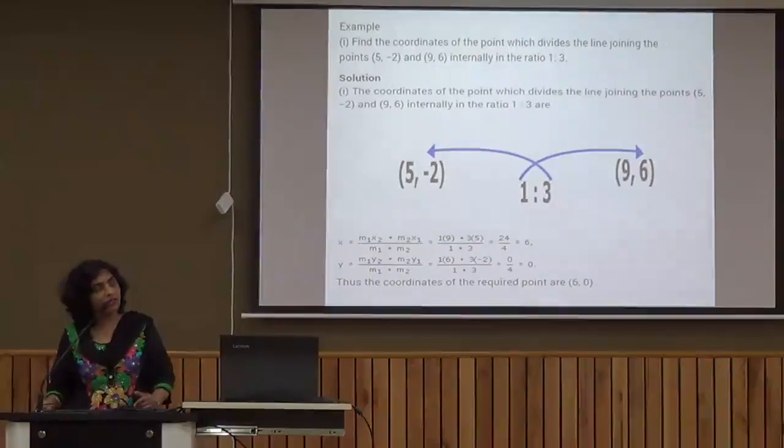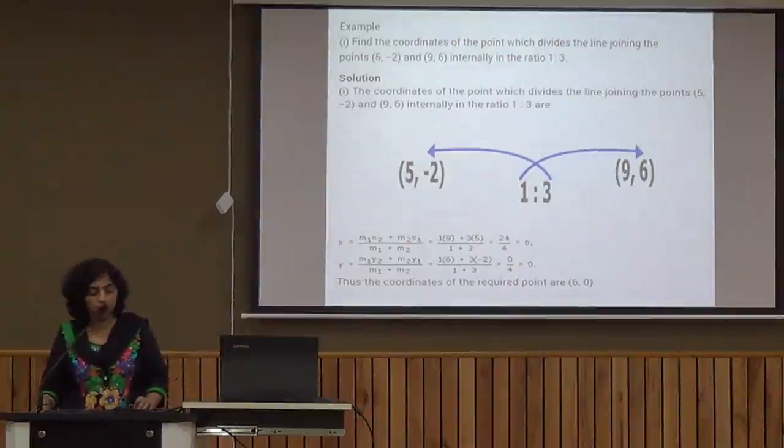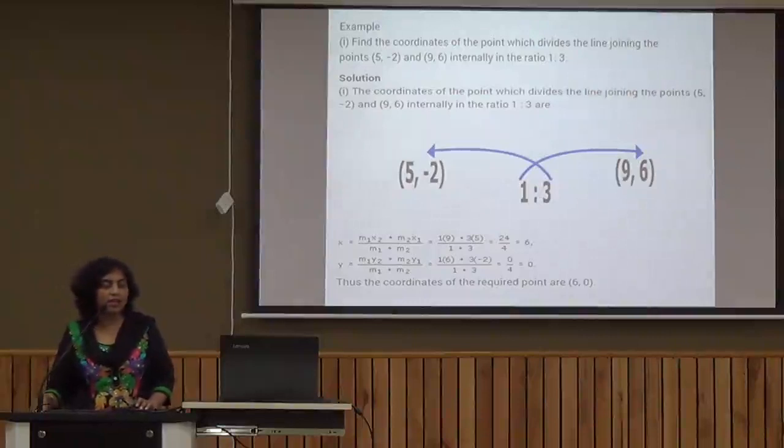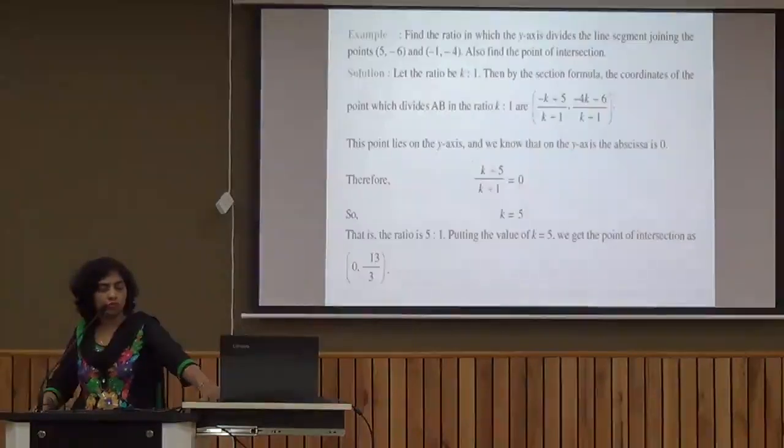So x is m1 x2 plus m2 x1 upon m1 plus m2, which gives us 24 upon 4, equal to 6, and y is m1 y2 plus m2 y1 upon m1 plus m2, that gives us 0 upon 4 or 0. So hence the coordinates of the required point are 6, 0, dividing the line segment joining the given points in the ratio 1 is to 3.